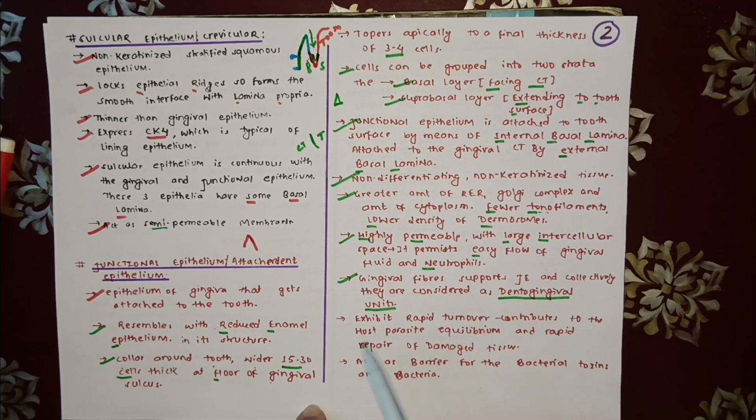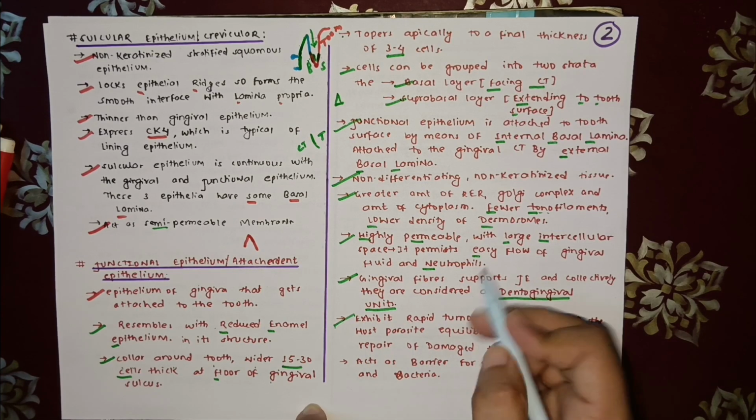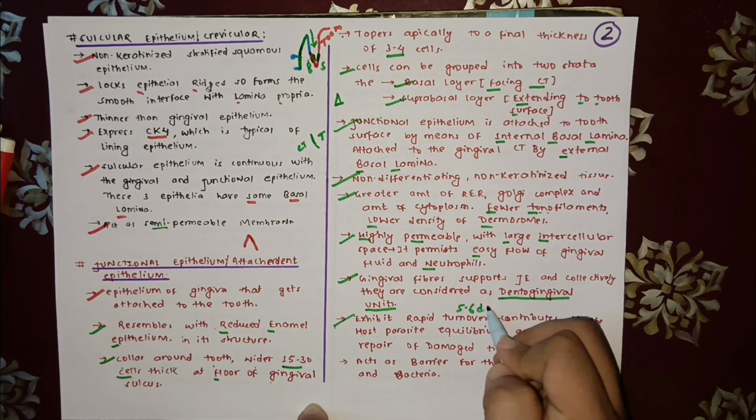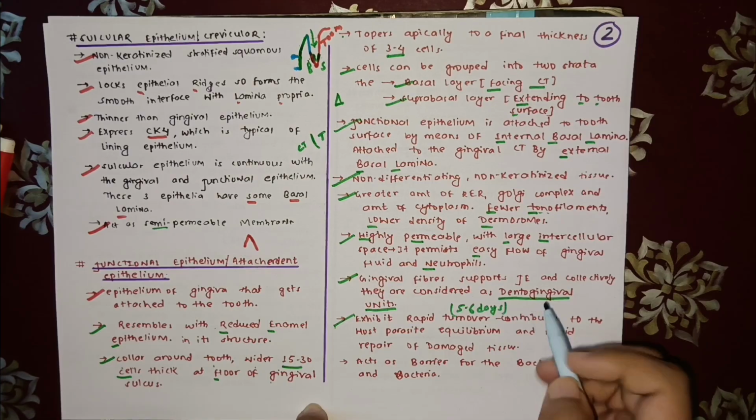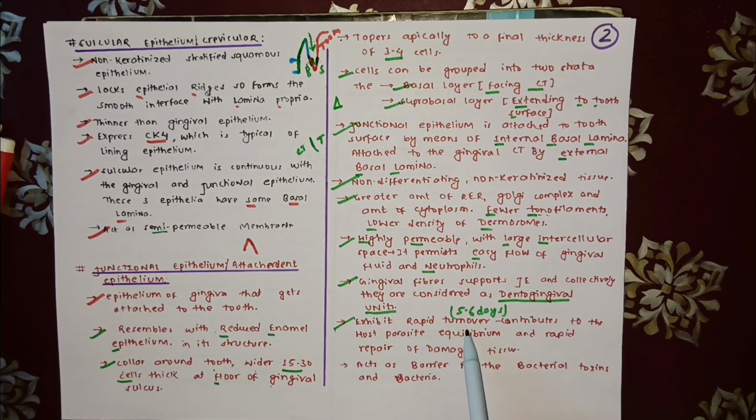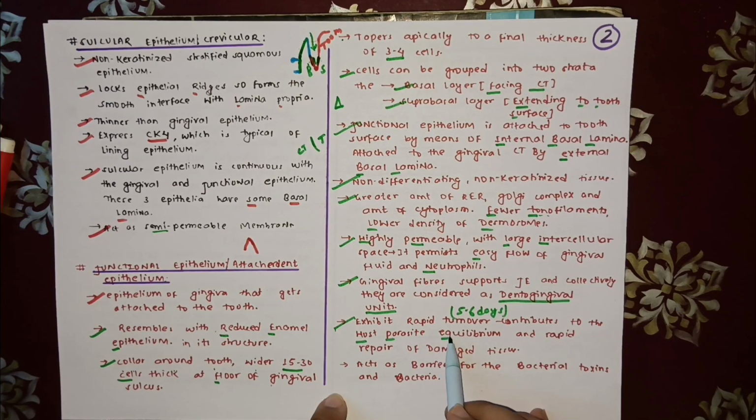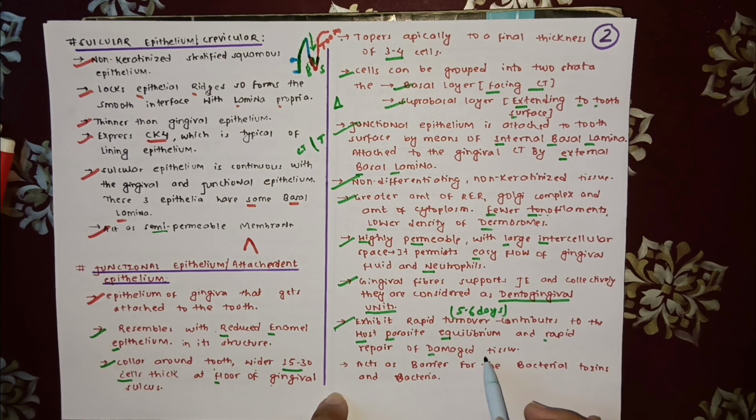After that, it exhibits rapid turnover, which contributes to the host-parasite equilibrium and rapid repair of damaged tissue. Okay, so this is also very important. I think 5 to 6 days is the turnover time of this junctional epithelium. So it contributes to the host and parasite equilibrium, and this can be framed into an MCQ. Rapid repair of the damaged tissue is also there, as it has a rapid turnover time.